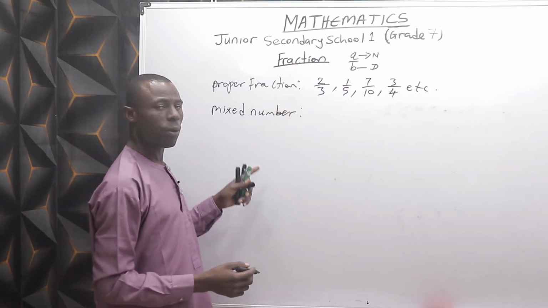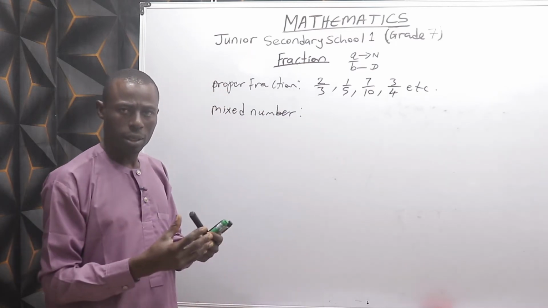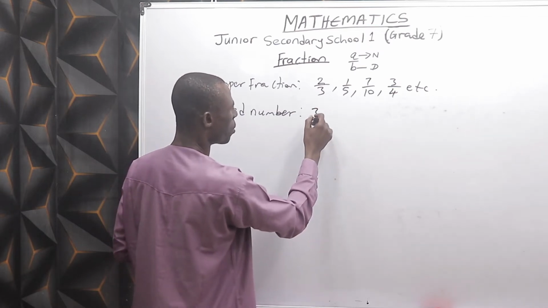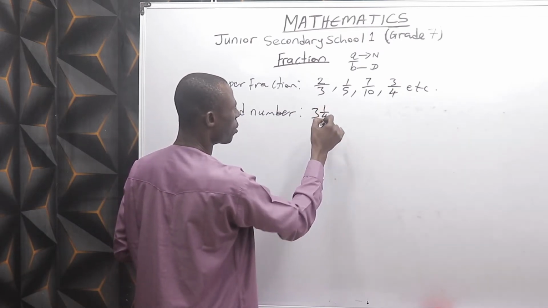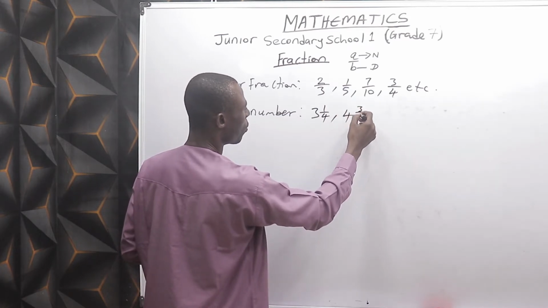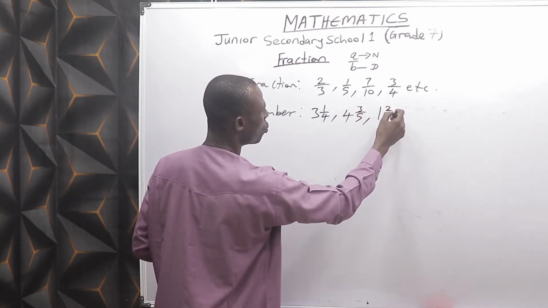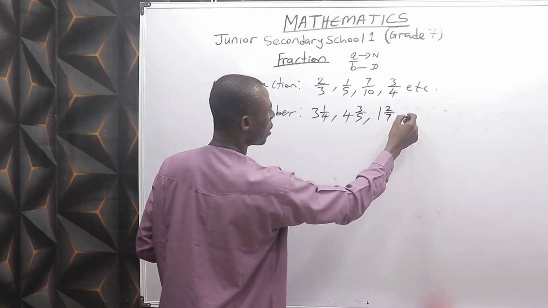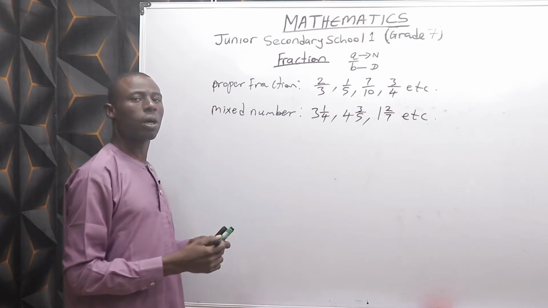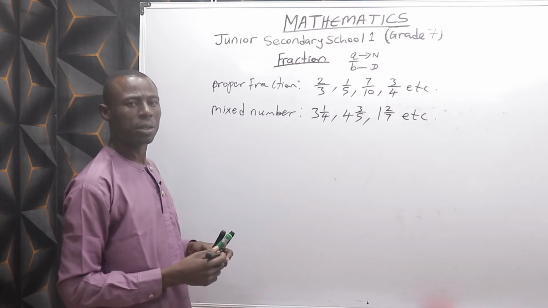This is a type of fraction in which we have the combination of a whole number and a proper fraction, like 3 whole number 1 over 4, 4 whole number 3 over 5, 1 whole number 2 over 7, etc. The fractions of this nature are called mixed fractions or mixed numbers.